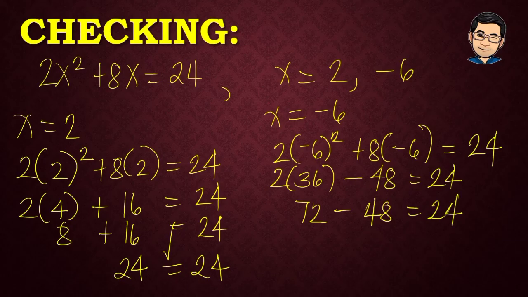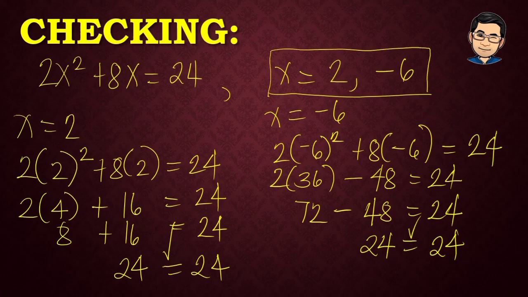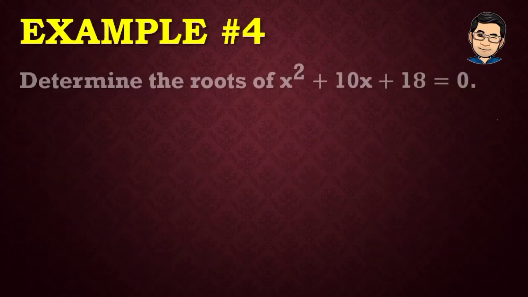So, 72 minus 48, that is 24 equals 24. So, this is also correct. Therefore, the roots of our given equation are 2 and negative 6. Let's have example number 4.